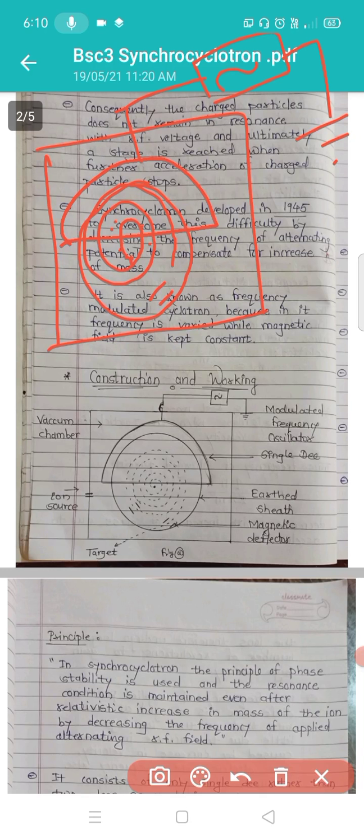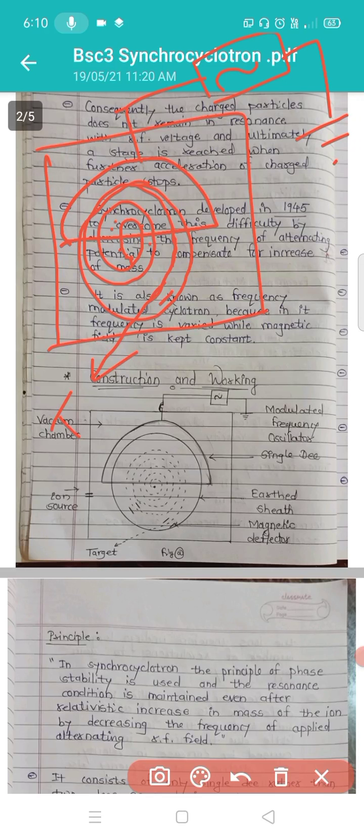The frequency of the applied potential difference is changed at such a rate that as the ion lags a little due to the increase in mass caused by an increase in velocity, the electric field frequency also automatically lags in variation. Thus, the particle always enters the D at the right moment to experience maximum acceleration. Then, when the ions are sufficiently accelerated, they are deflected by a deflector to hit the target. This is the construction and working of the synchrocyclotron.